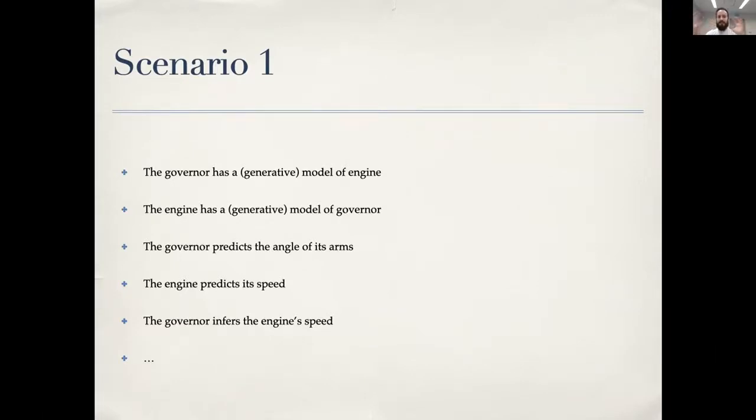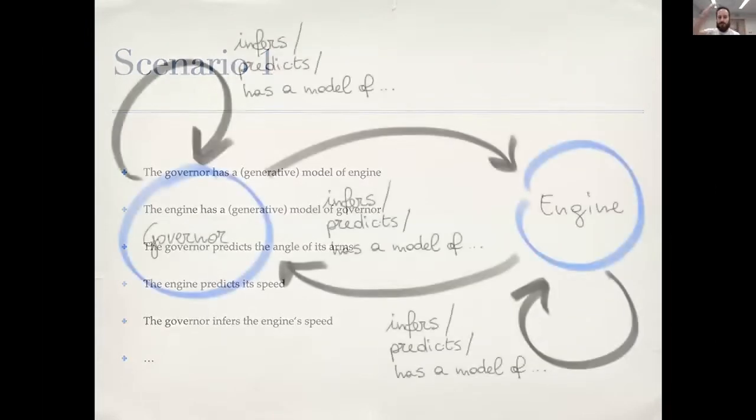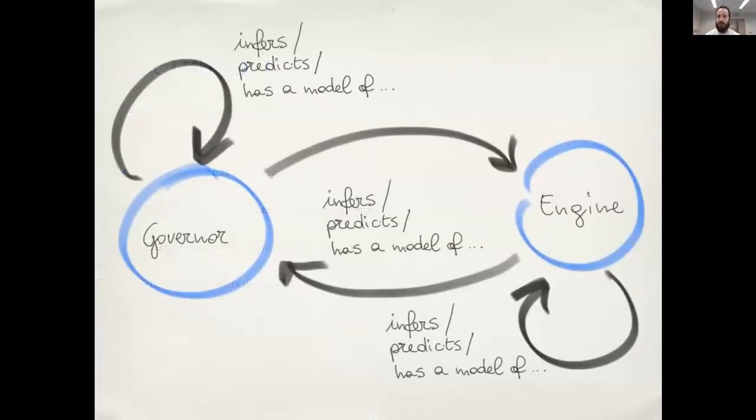Does it mean that the engine has a model of the governor, or the other way around, or any sort of crazy idea like that, which I tried to summarize with a sketch here. Does it mean that the governor has a model of itself, that it infers itself, that it infers the engine? Does the engine infer? What does this even mean?